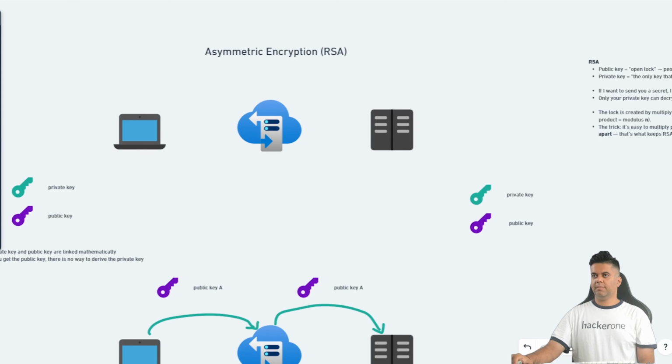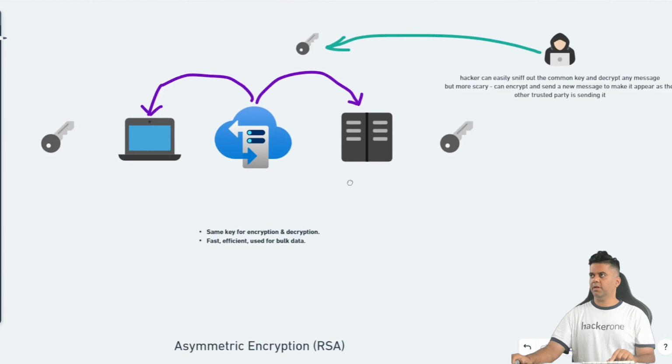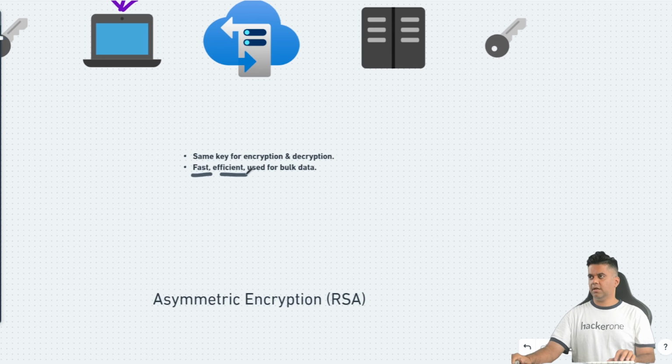So now it's time to learn about asymmetric encryption. Now we learned about symmetric encryption. The problem we learned there was a hacker could actually sniff out the common key between the server and the user and then end up encrypting or decrypting any of the messages. And it was fast and efficient. But now we want it to be more secure. So we can let go of a little bit of speed, a little bit of efficiency, but we introduce more security. And that's what asymmetric encryption does.